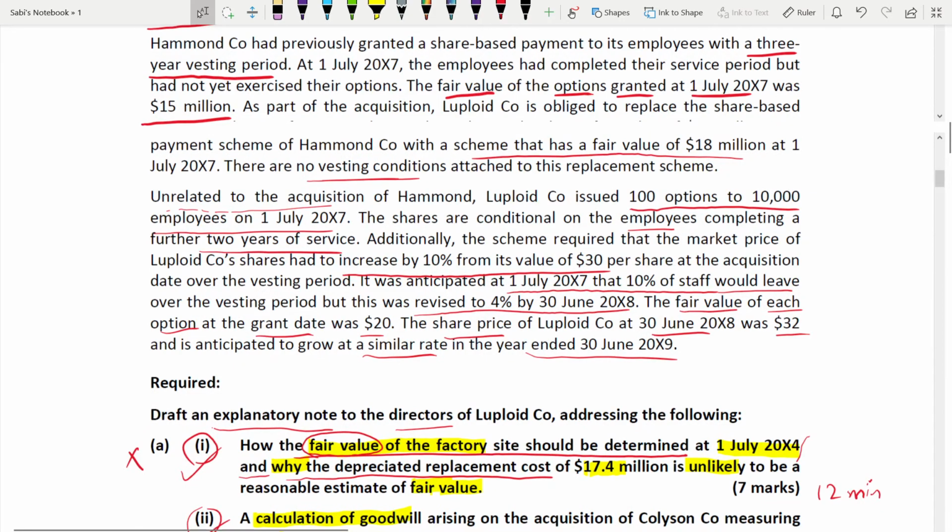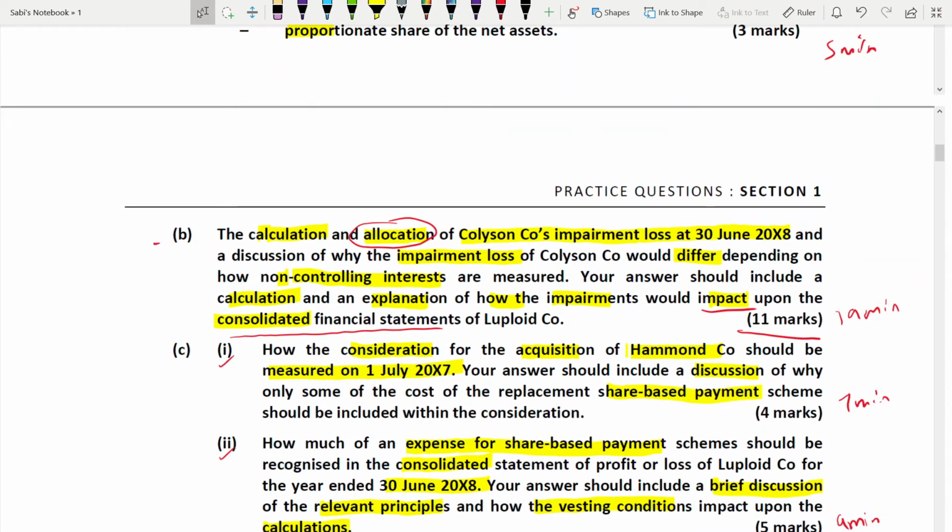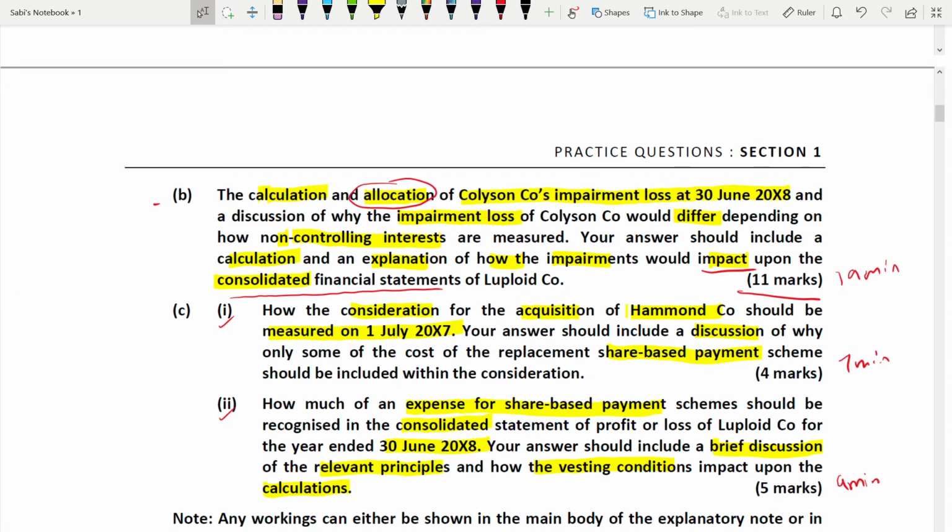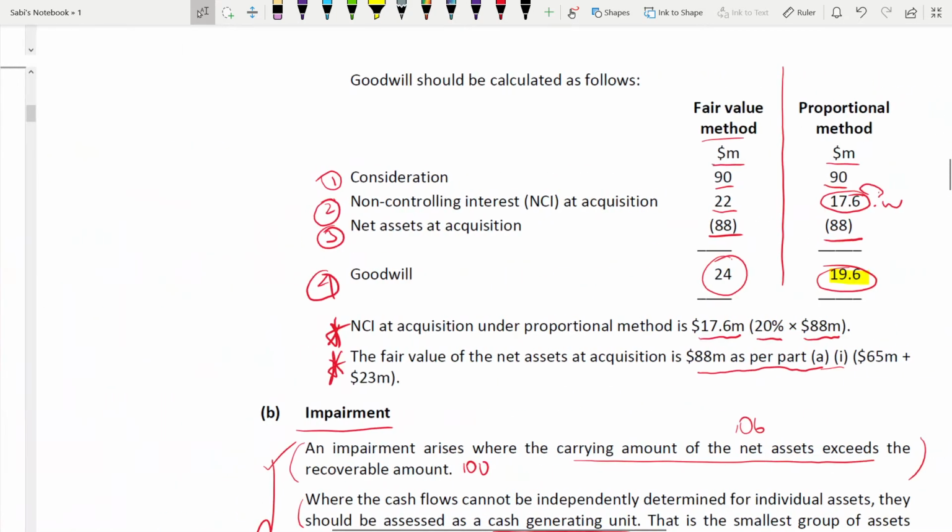Now the requirement asked you, there are 2 parts to this, for 4 and 5 marks. Let us first handle the 4 marks. How the consideration for the acquisition of Hammond should be measured on 1st of July 2007. You have to measure the consideration, that means the purchase price, when you are acquiring. Not only that, it should include a discussion of why only some of the cost of the replacement share-based scheme should be included within the consideration. When you have replaced that share-based payment scheme, only some cost of it you are taking in the consideration. Why is it? That also you have to explain. 4 marks. So let us go through the answer.